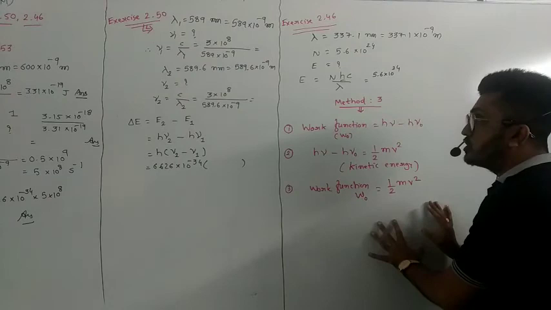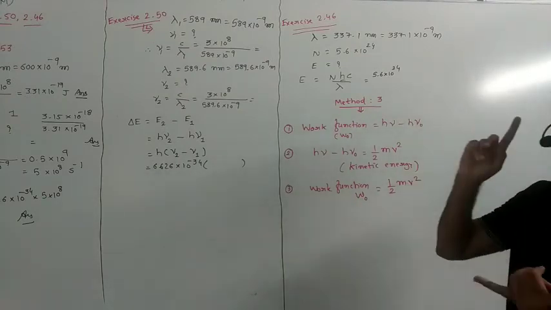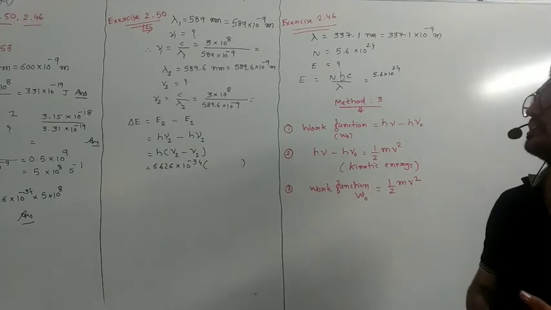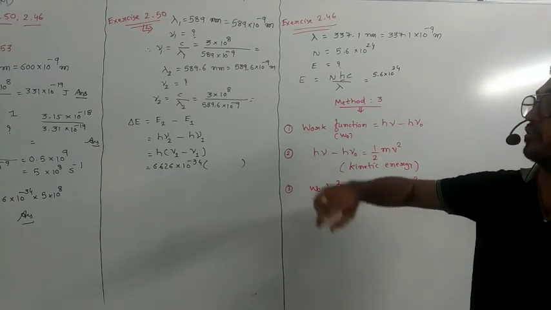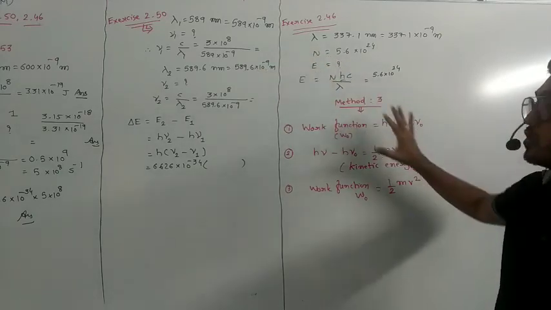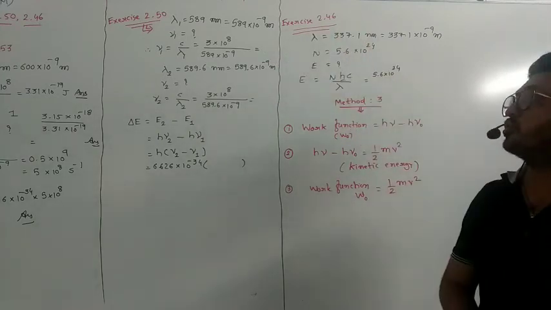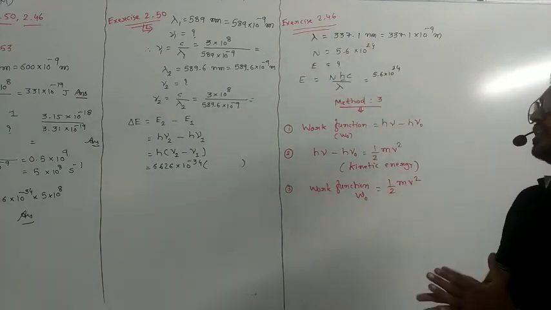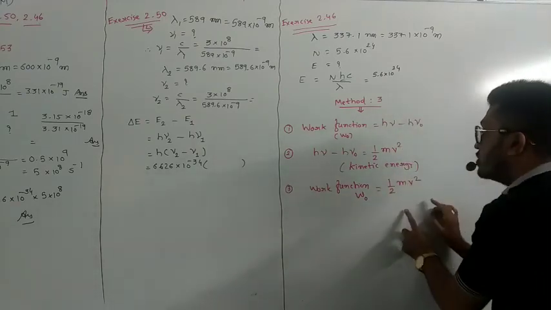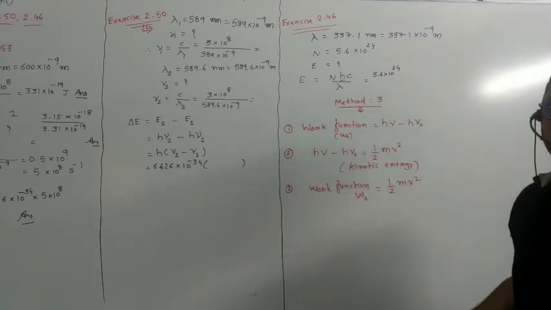According to method number 3, you all have to calculate problem number 2.9 in example. Exercise 2.9, which I have written in front of the board. Right now you cannot see this, but when you see the full board, then you will get it. So 2.9, 2.12 and 2.53.